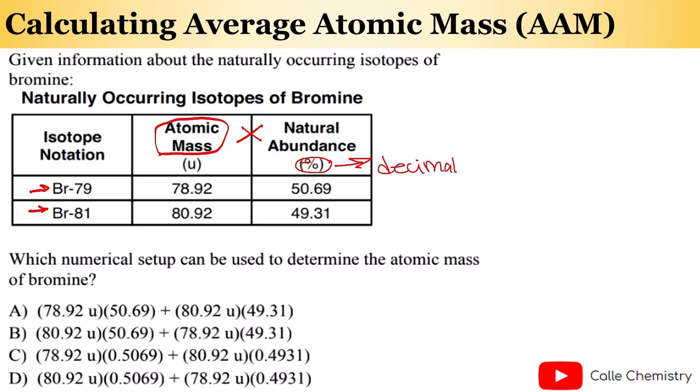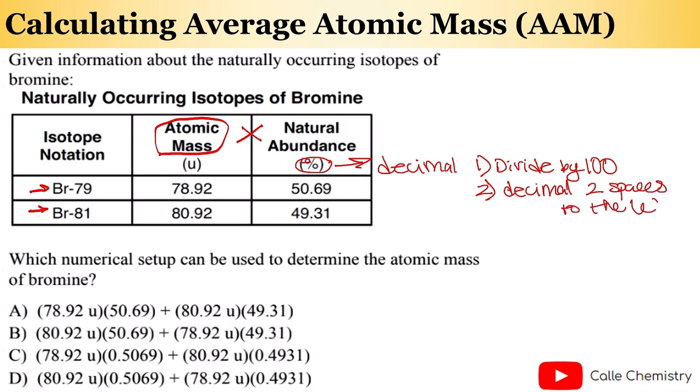But before you can multiply it by the natural abundance, you need to make this percent into a decimal. So now there's two ways you can do this. You can take the percent and divide it by 100, so 1 divided by 100, or you move the decimal 2 spaces to the left.